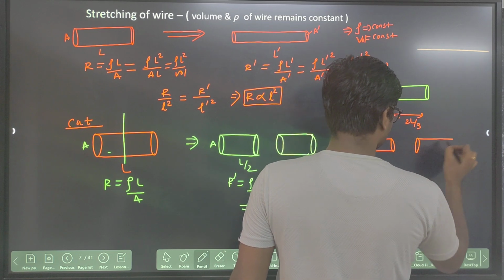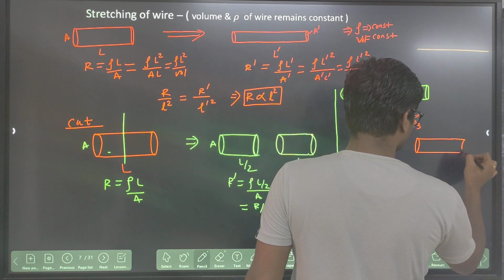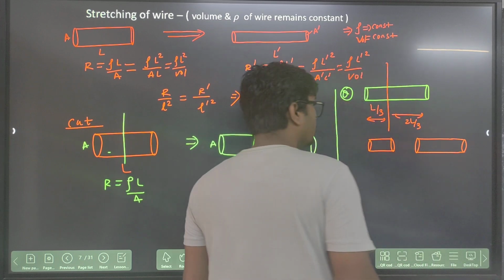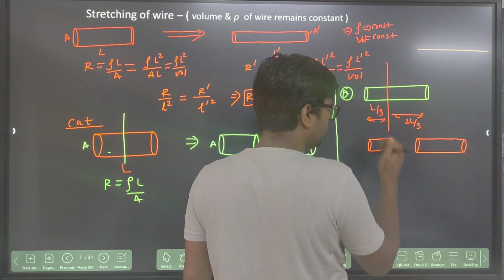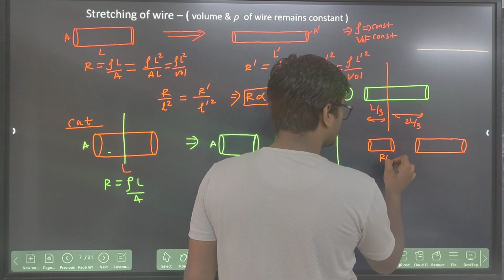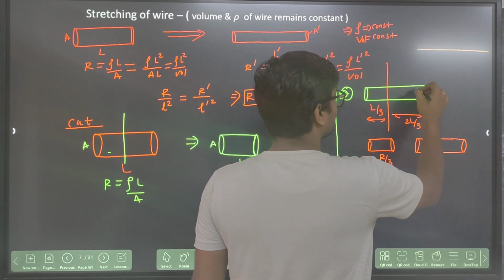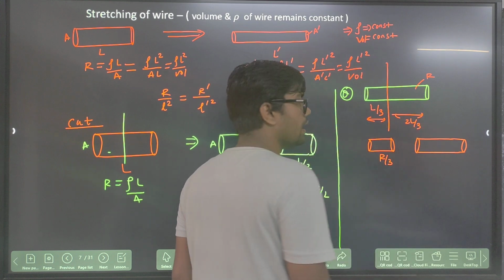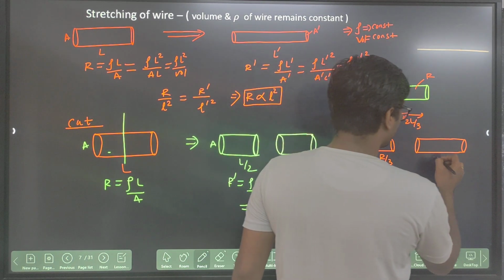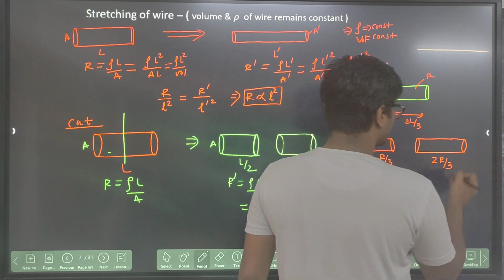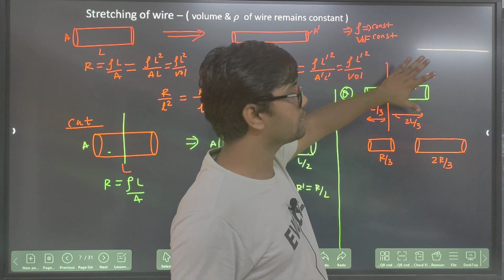Find out the resistance of this part here. It is L by 3, so obviously this resistance will be R by 3. If the total resistance of the wire is R, this part will be R by 3 and this will be 2R by 3. R is the resistance of this wire.